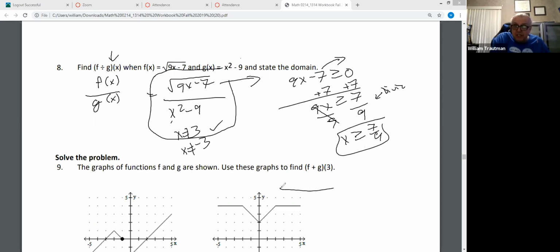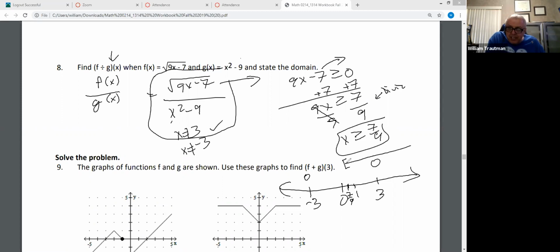Let's graph this. Here's 0, here's -3, here's 3. X can't equal those things, but x equals everything greater than or equal to 7 over 9. 7 over 9 is less than 1. Here's 1, so here's 7 over 9. So 7 over 9 looks like this.